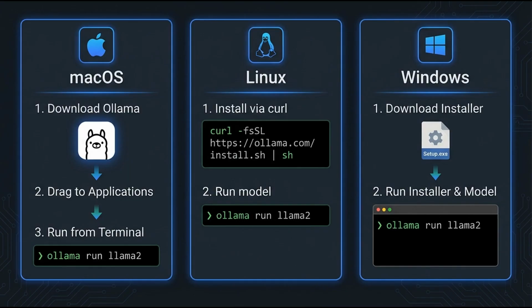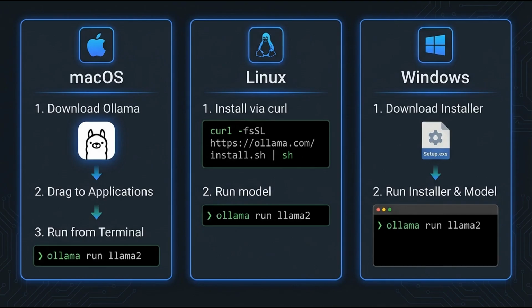Now let's run a model. Open your terminal and type ollama run llama3.2. Ollama will download the model, about 2 GB for Llama 3.2 3B, and drop you into an interactive chat. Type any message and press enter.